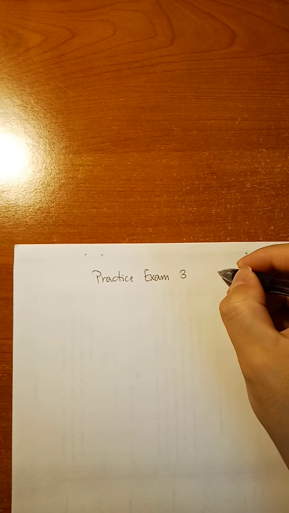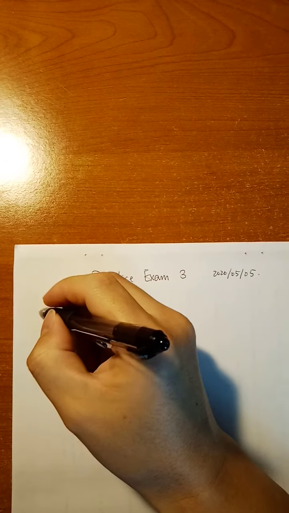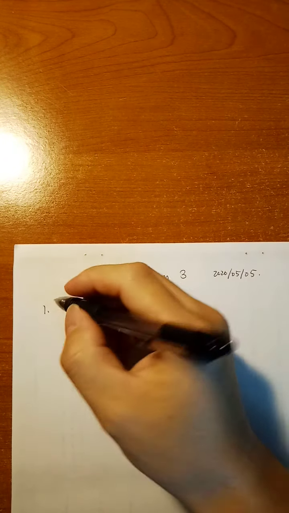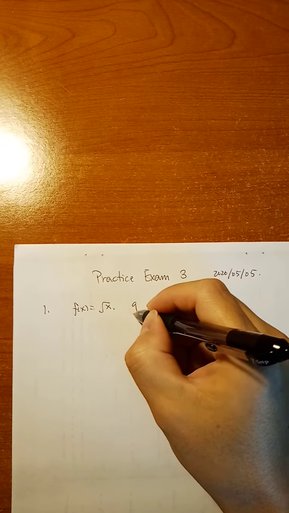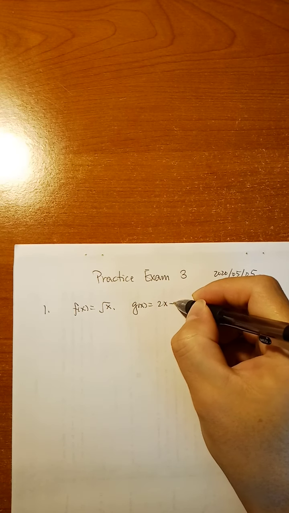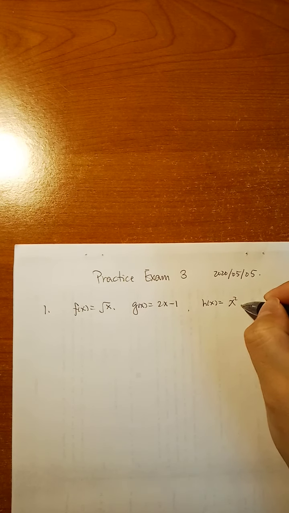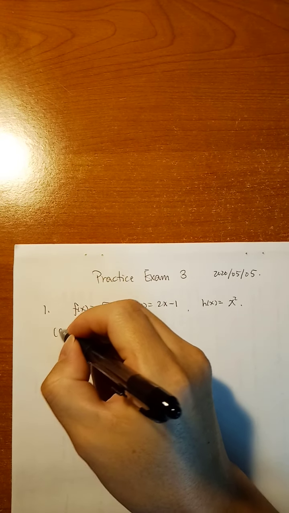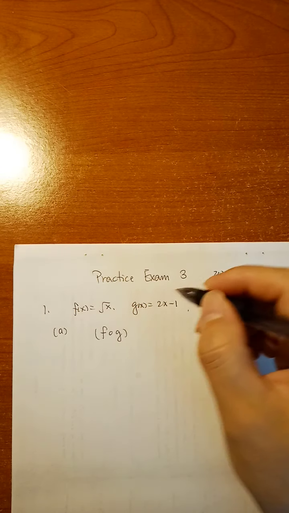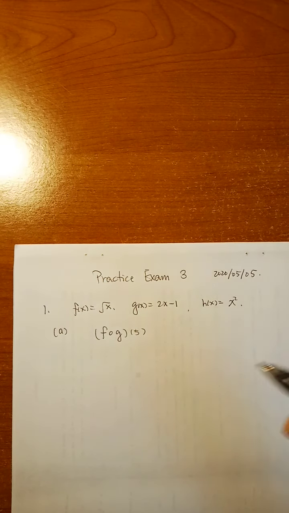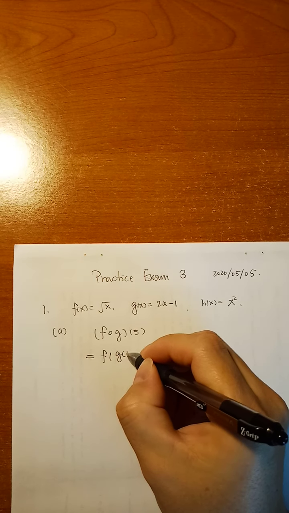Okay, so today is the first problem. We have the function f(x) = square root of x, g(x) = 2x - 1, h(x) = x squared + 1. Evaluate f circle g of 5. Okay, then by definition, it is f of g of 5.